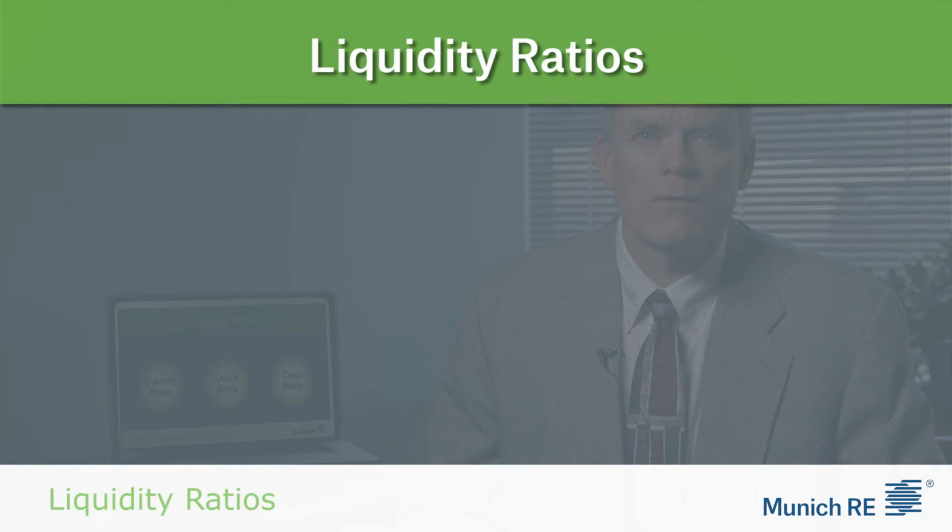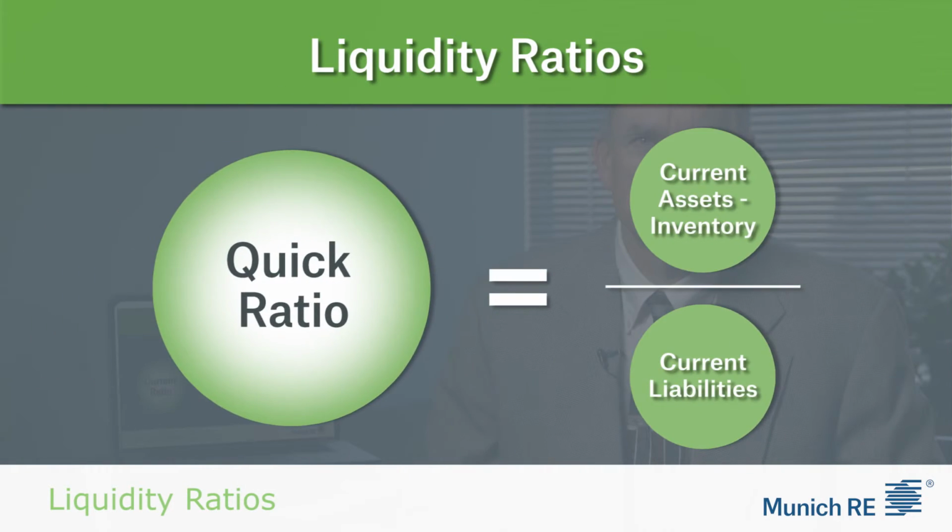The quick ratio is a more stringent measure of liquidity. Inventory is removed from current assets before dividing by current liabilities. This is a more conservative calculation because inventory may not be liquid or easily converted to cash for satisfying current obligations. This provides an additional level of assurance.